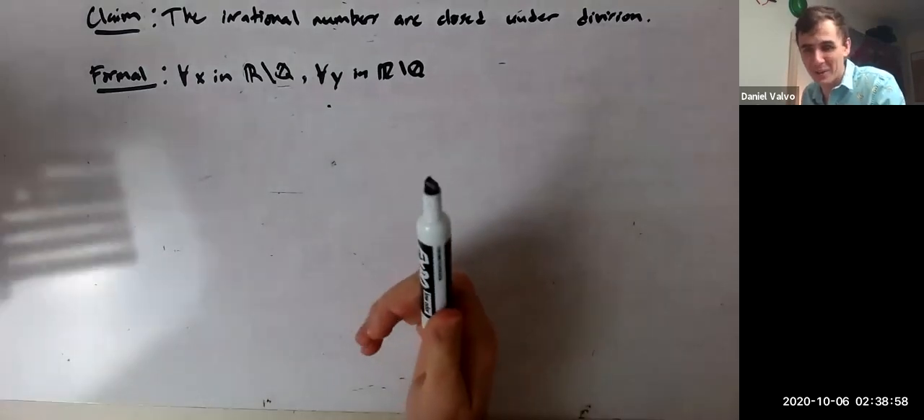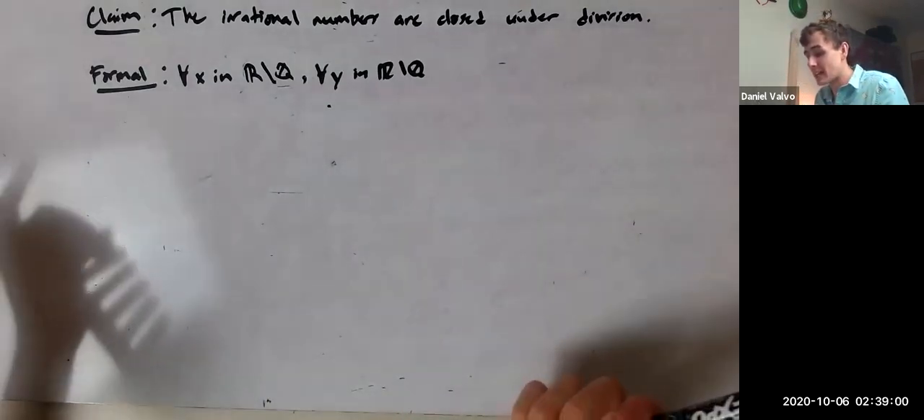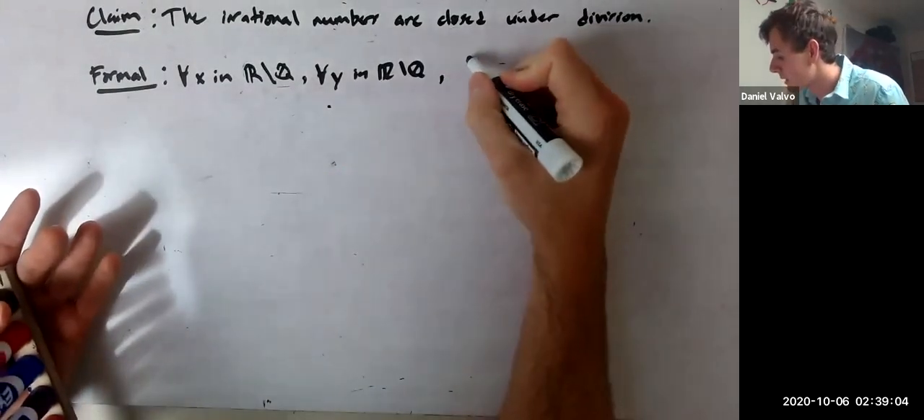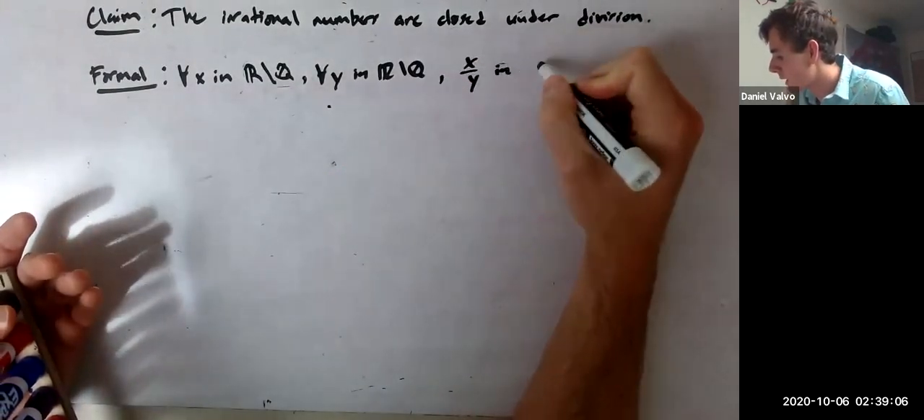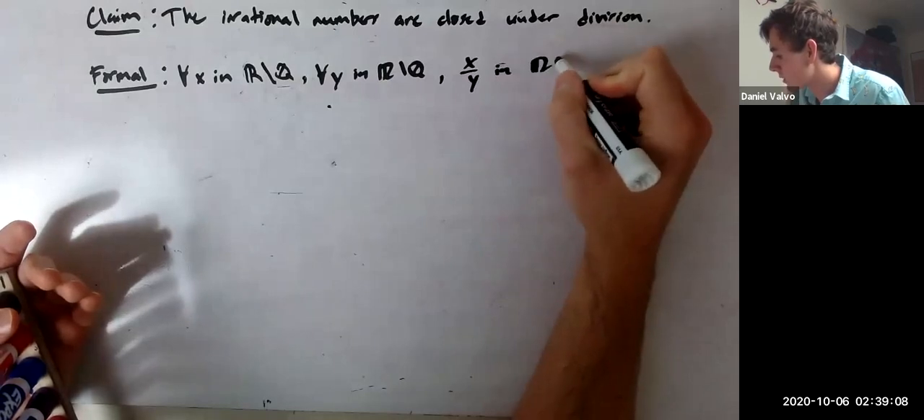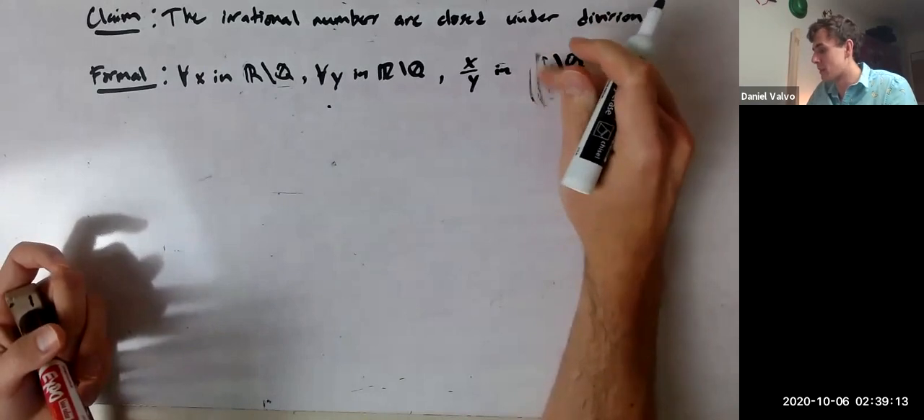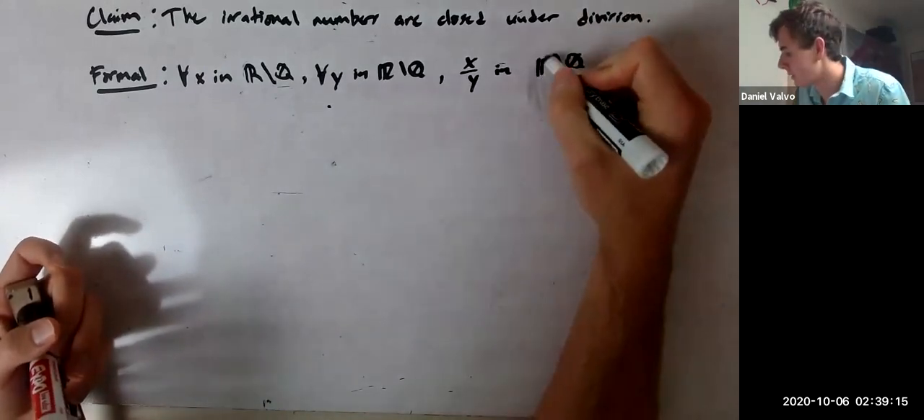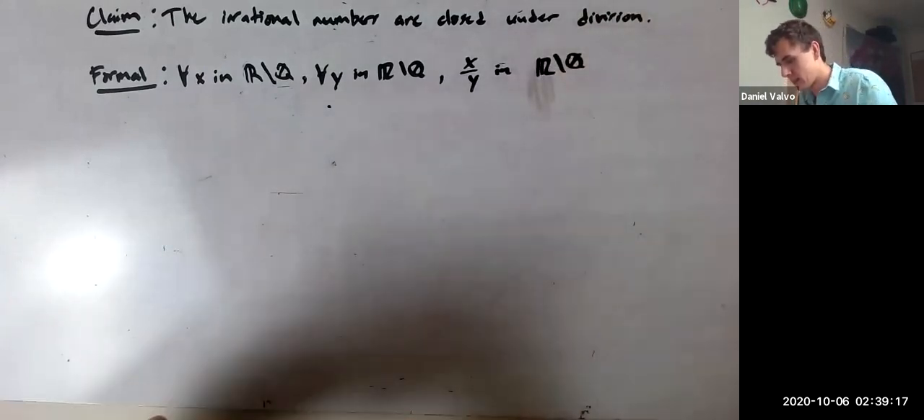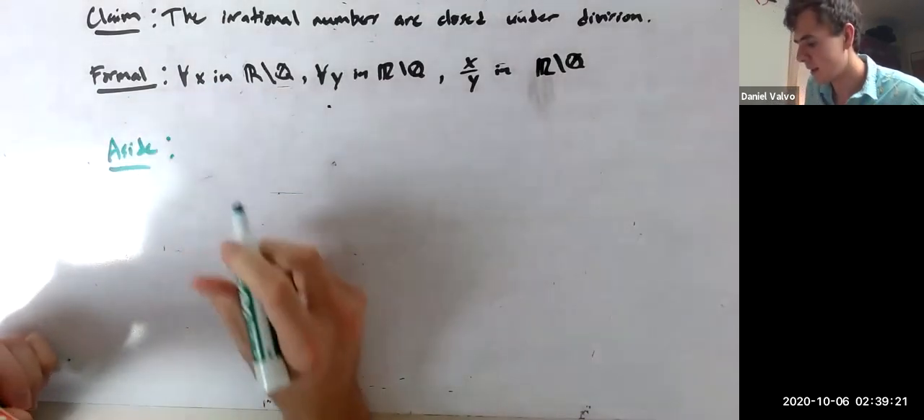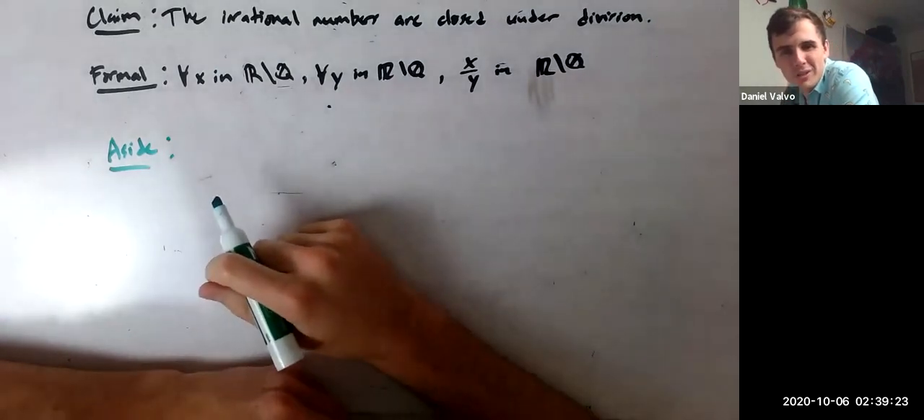But anyway, yeah. So this means just any irrational numbers are closed under division. This is a for all statement that says that for all x in the irrational numbers and for all y in the irrational numbers, x over y is in the irrational numbers. The point is it's a double universal statement because it has to work for all x and y. All right, let's first do an aside. So do we think this is true or false?